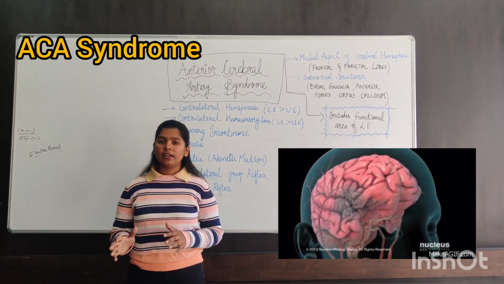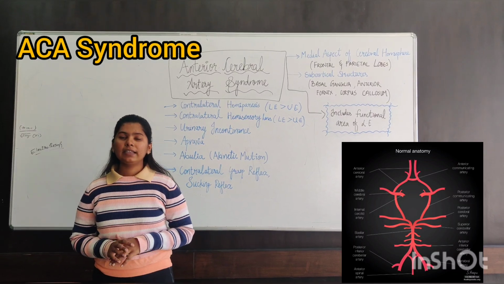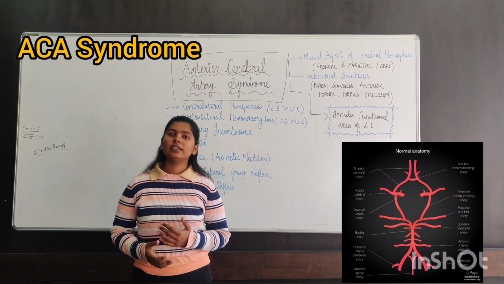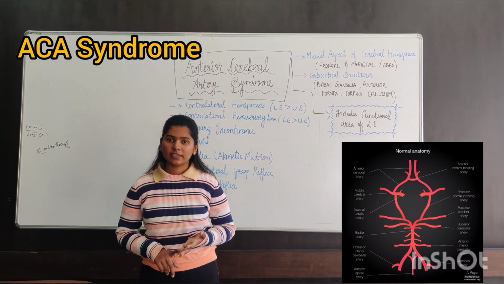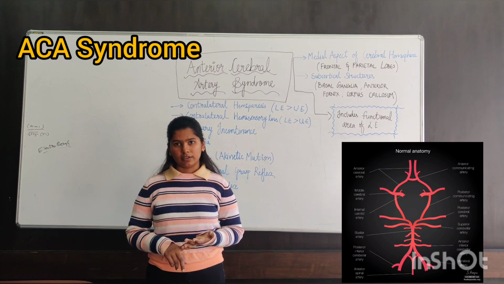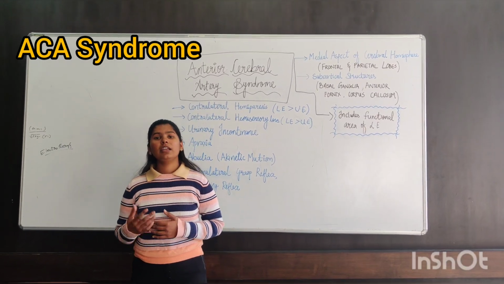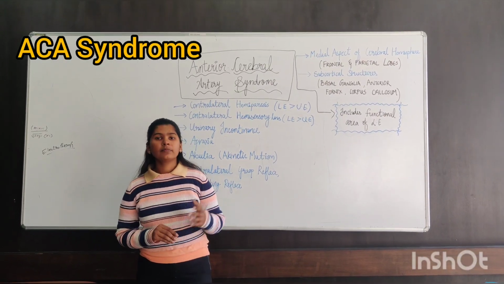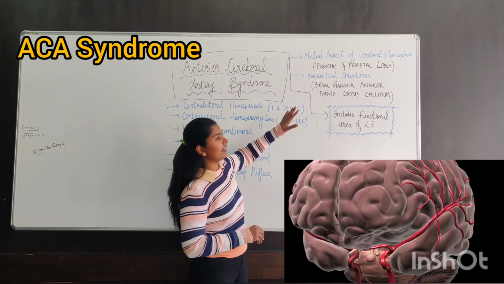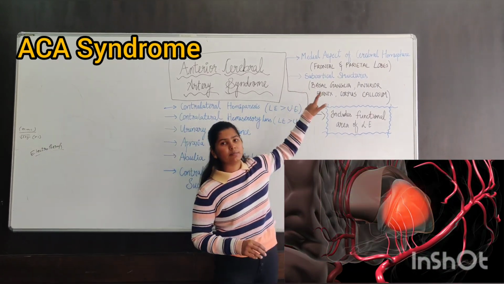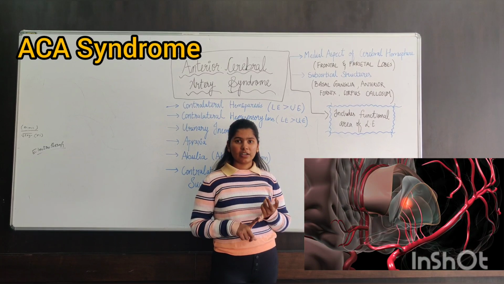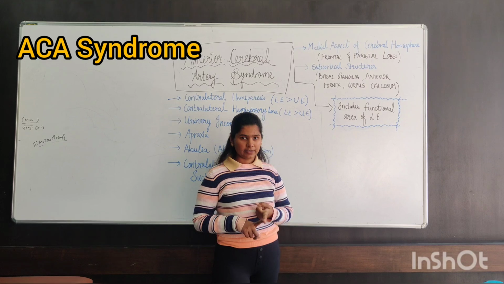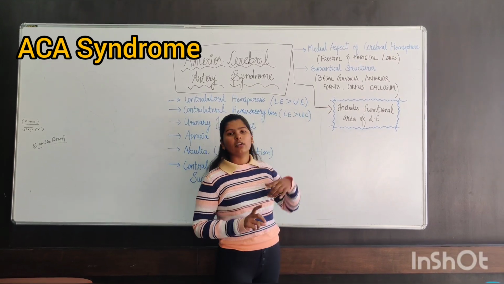Now the brain is supplied mainly by the internal carotid artery. The internal carotid artery is further divided into the anterior cerebral artery, the middle cerebral artery and the posterior cerebral artery. Now talking about the ACA syndrome, when there is involvement of the anterior cerebral artery, it mainly affects these areas because the anterior cerebral artery supplies the medial aspect of the cerebral hemisphere, that is the frontal and the parietal lobes. It also supplies the subcortical structures, that is the basal ganglia, the anterior fornix and the corpus callosum.